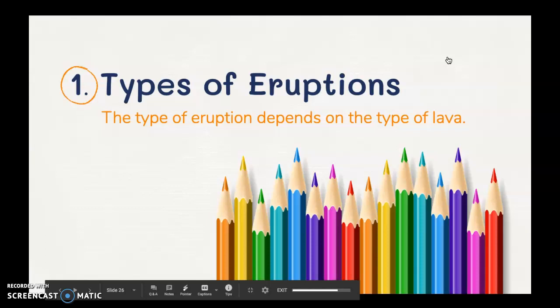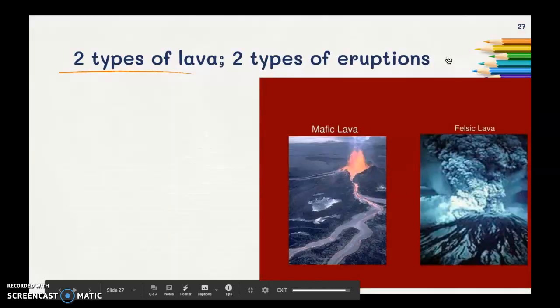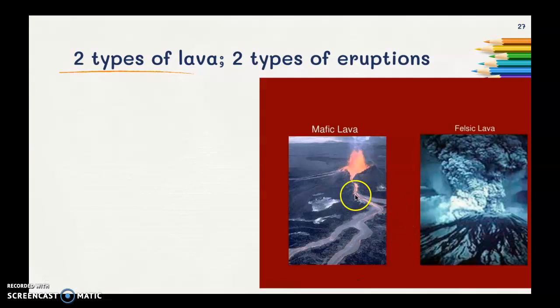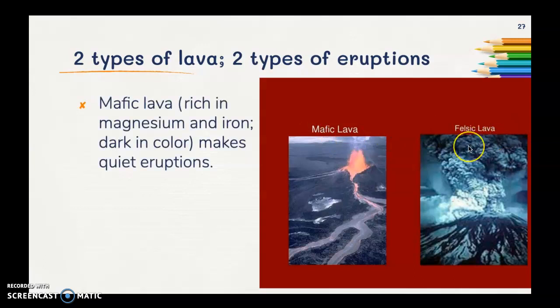And we're off. So number 1, types of eruptions. The type of eruption depends on the type of lava. So here's what you need to know. You can see that these 2 volcanoes here have very different looks. This one's a lot more explosive. This one looks more flowable. And the reason is they have 2 different types of lava. This is mafic lava here on the left and felsic lava on the right. 2 types of lava, 2 types of eruptions.